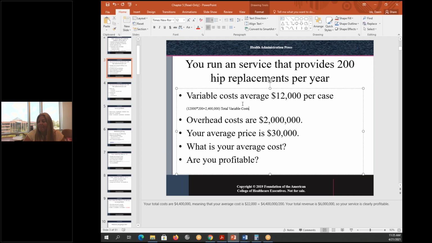Your overhead costs are $2 million. And again, your overhead costs can include anything like utilities, rent, whatever it is. Those are your overhead costs. I'm going to put etc., so we know that's not an exhaustive list. Your average price is $30,000. So for each one of these hip replacements, you get $30,000.